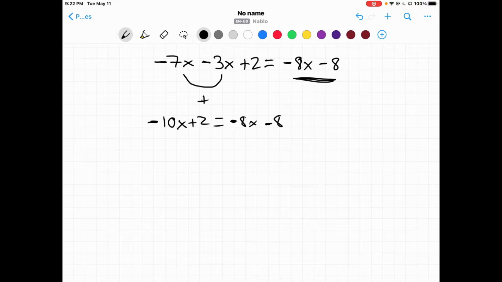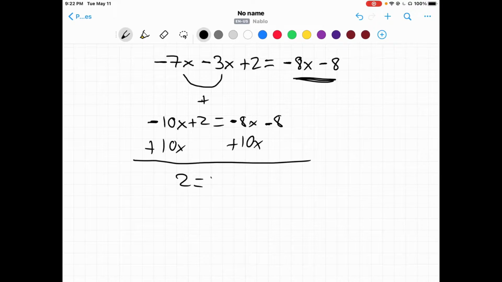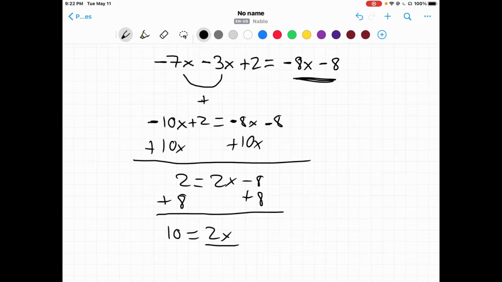So you could do it either way, but in this case I'm just going to go ahead and add 10x to both sides, and you get 2 equals 2x minus 8. Now, think about it. We want to isolate the variable, so we're going to add 8 to both sides to have x by itself on one side, and we get 10 equals 2x. We would divide both sides by 2 to cancel this coefficient out, and we would get that x is equal to 5, since 10 divided by 2 is 5.